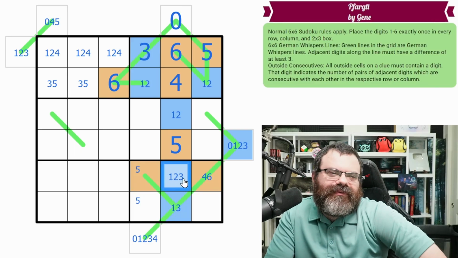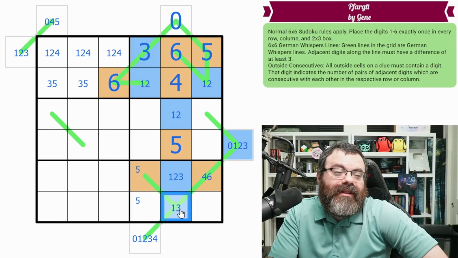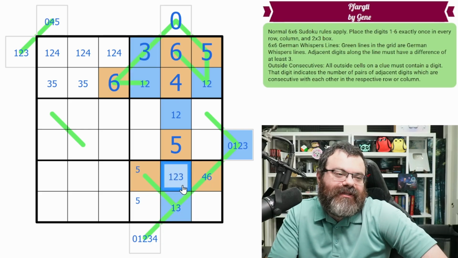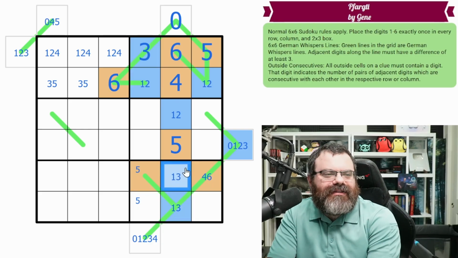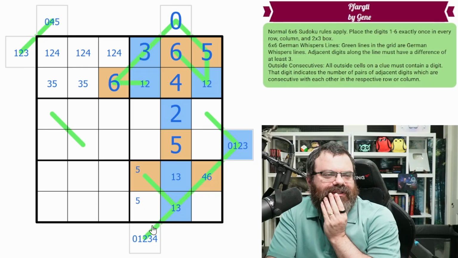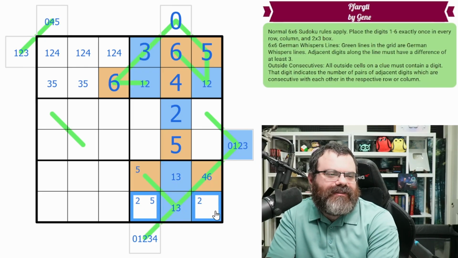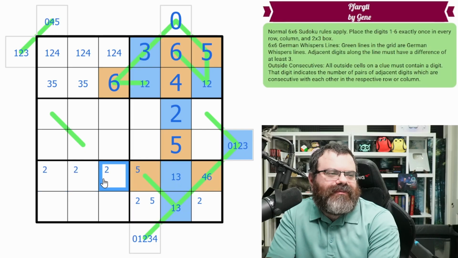Oh, 1, 2, 3 removes 2. That doesn't matter. Oh, 1, 3 removes 2 from here. This can't be a 2 because it'll be next to 1 or 3. So that's not 2. So that places the 2 here. What does that do for me? Felt like an important deduction. I need a 2 in one of these two cells. So there's a 2 up here.